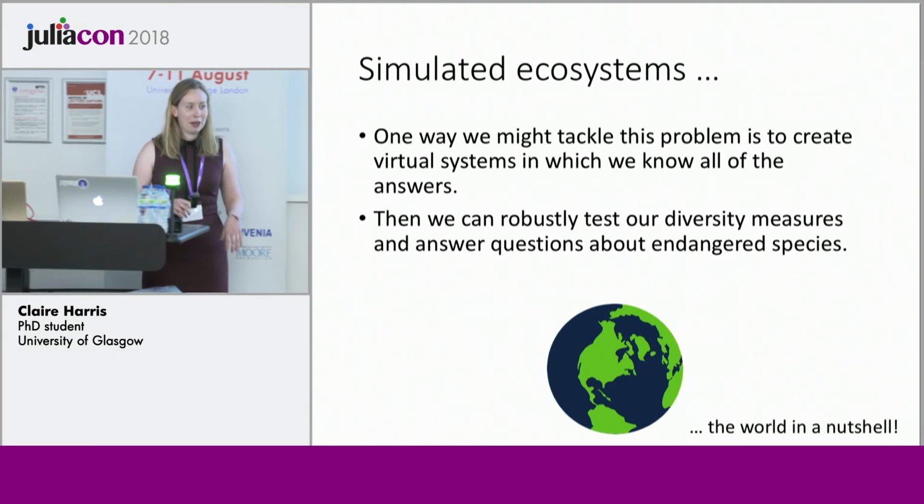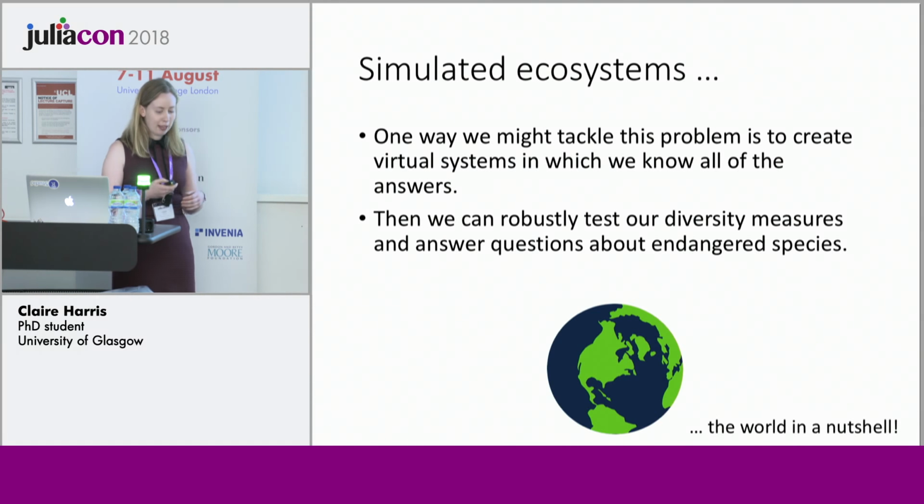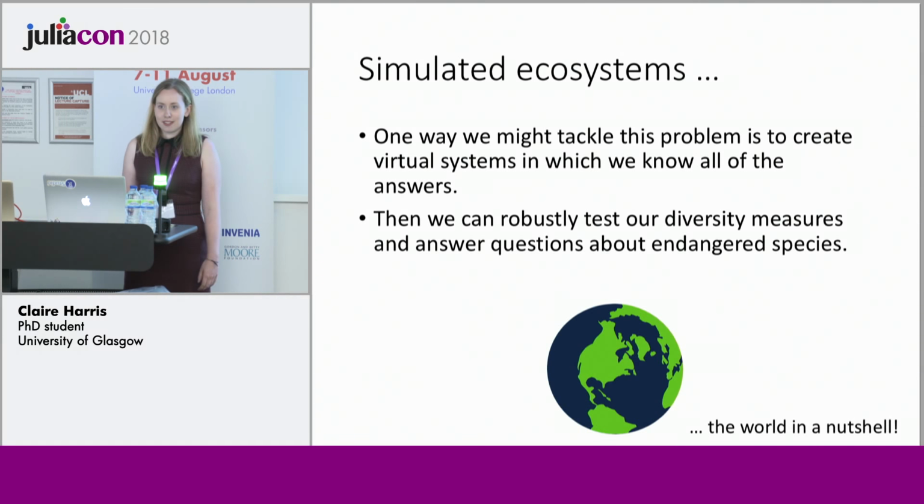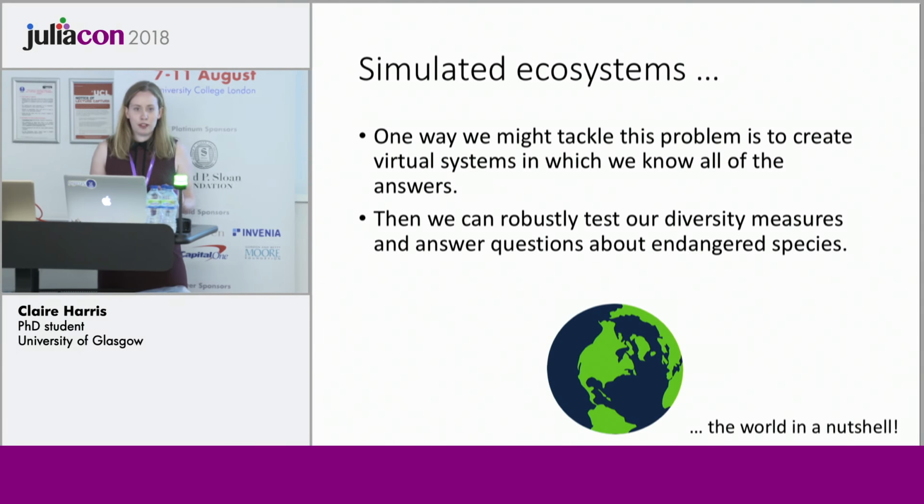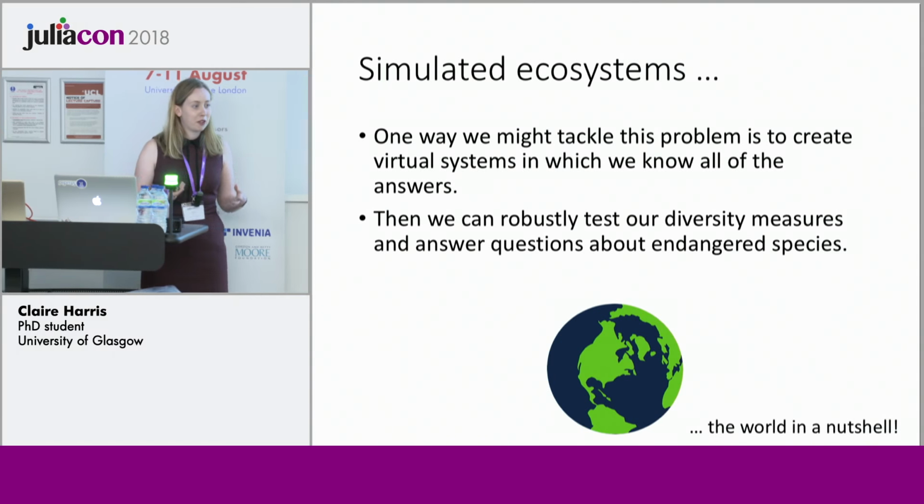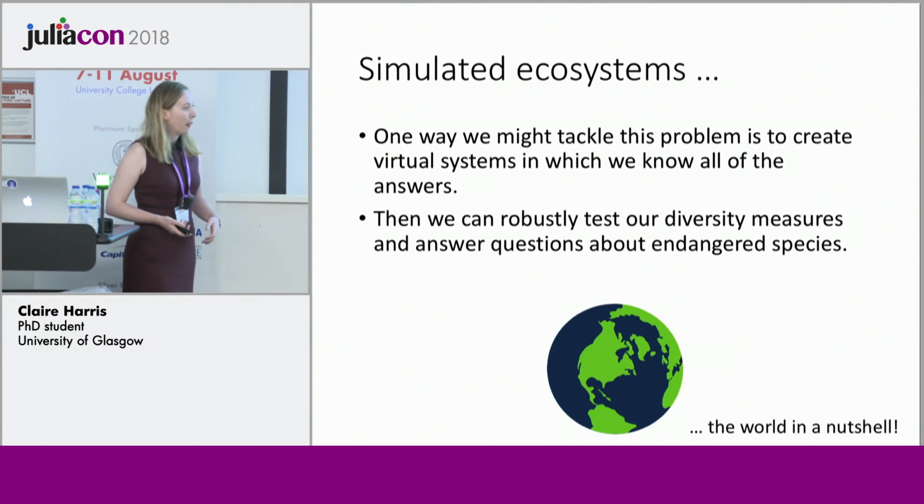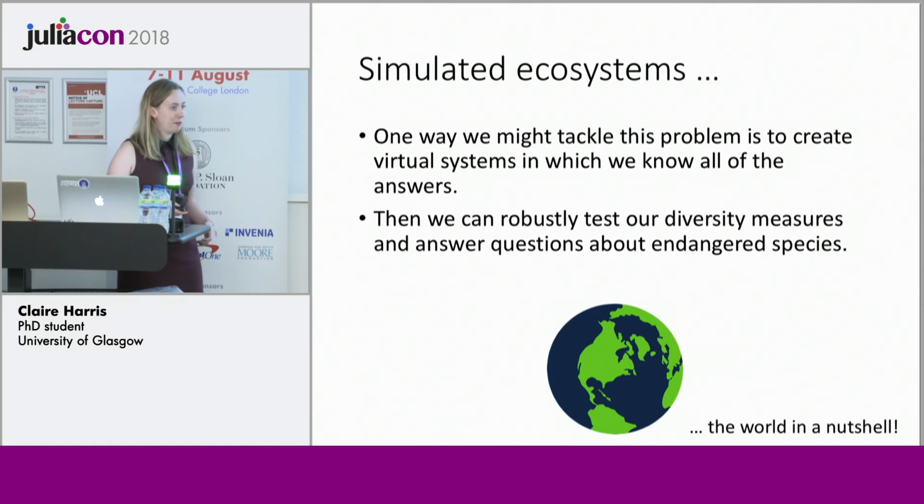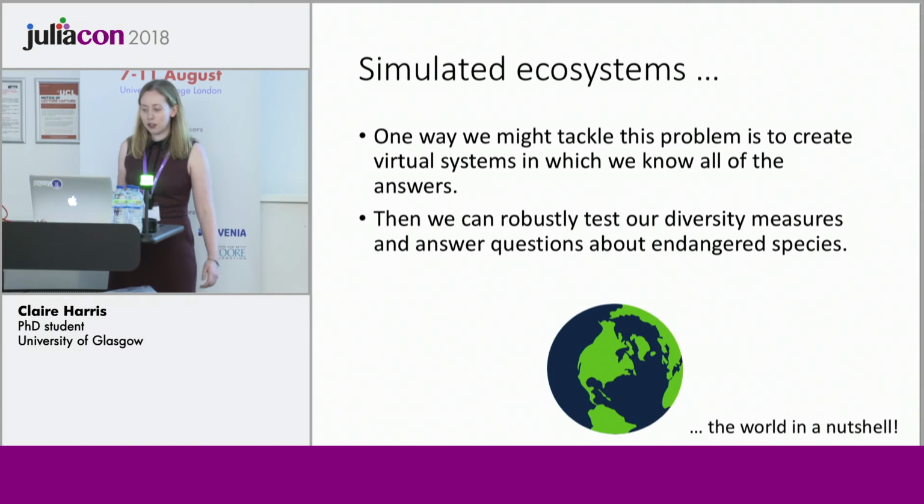So one way that we might want to approach a problem like this is to create our own virtual ecosystem in which we can start to ask some of these questions, and we know everything. So what we can do is draw on the data that's available to create a realistic system and start to fill in some of the gaps in the data and really put these diversity measures through their paces. You know, are they any good at detecting change?